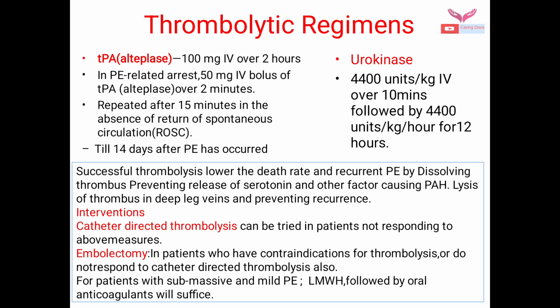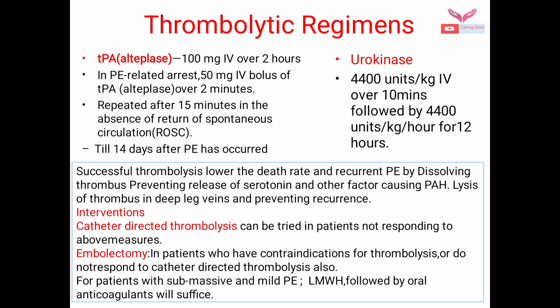In pulmonary embolism related arrest, a 50 milligram IV bolus of TPA over 2 minutes is given. We have to repeat after 15 minutes in the absence of return of spontaneous circulation, and we can give TPA till 14 days after PE has occurred. Urokinase dose is 4,400 units per kg IV over 10 minutes, followed by 4,400 units per kg per hour for 12 hours.